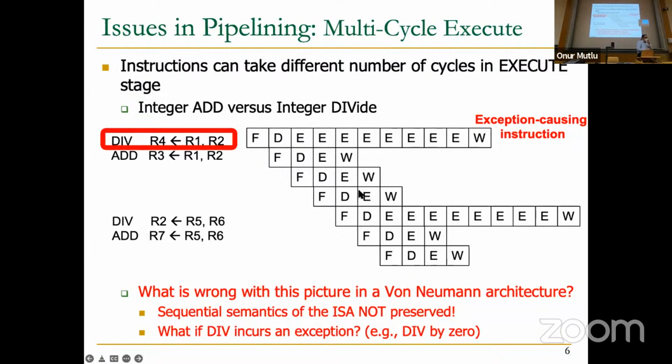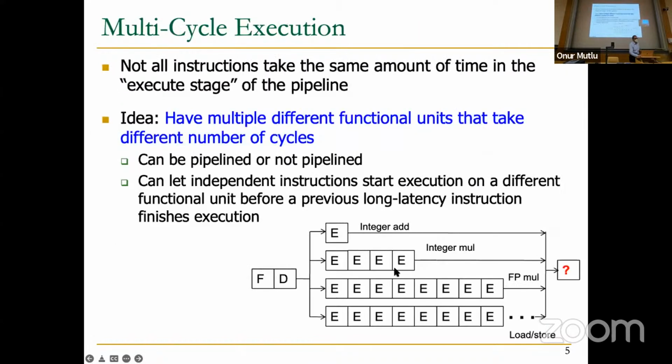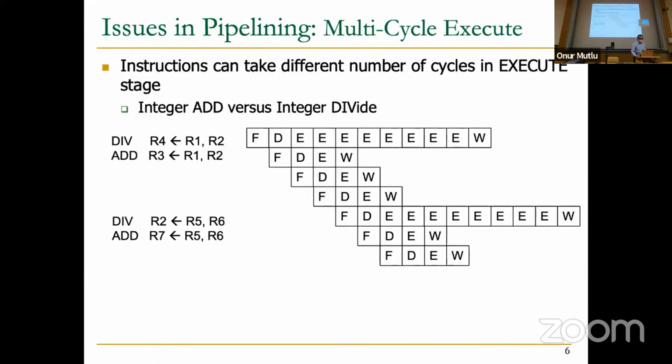Yes, please. How can it be that the first instruction is executing while the divide is still using up the execution? Oh, basically, what I said is that you have multiple execution units, right? The assumption is that you have different execution units for add and divide. Okay, good. So basically, we're going to solve this problem.